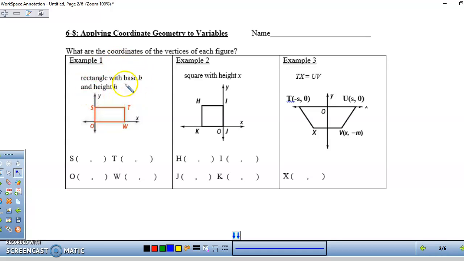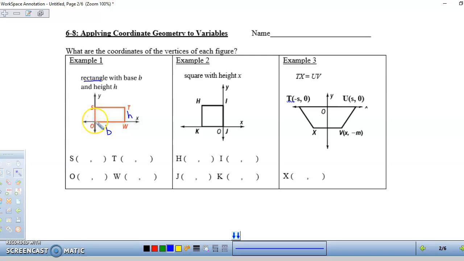Example number 1. So we have a rectangle. It's given to you as a rectangle with a base of b. In other words, this length here is b. I would highly recommend that you just label that in the picture. So we have a length of b and then a height of h. So this height is h. And we're going to figure out all of these points based on those two letters. So we're no longer using numbers, we're using letters to represent our points.